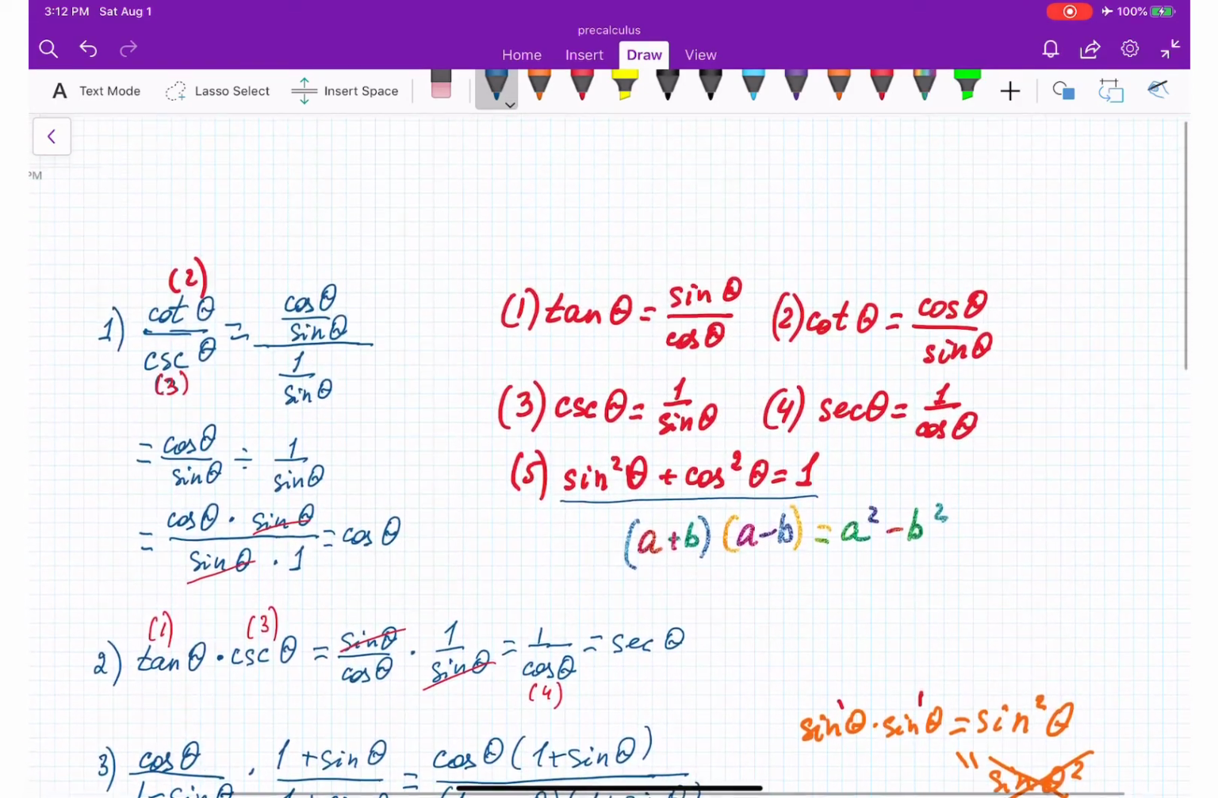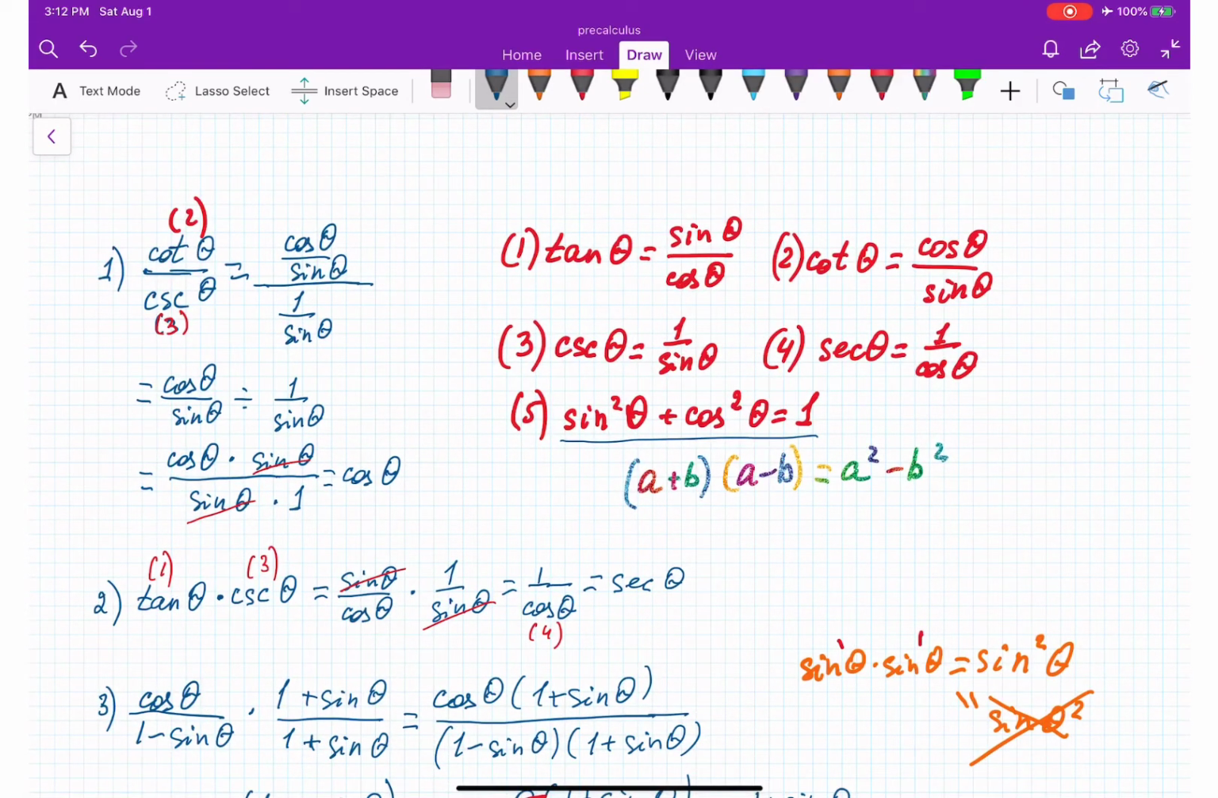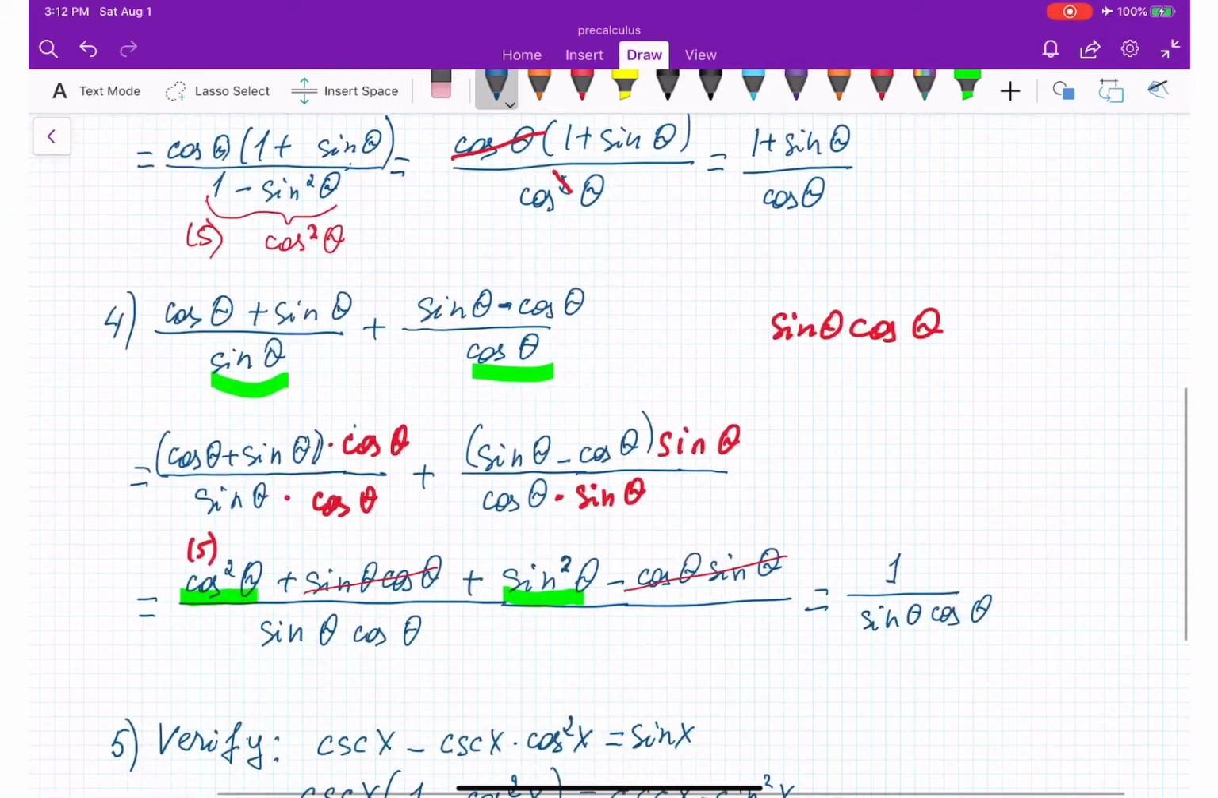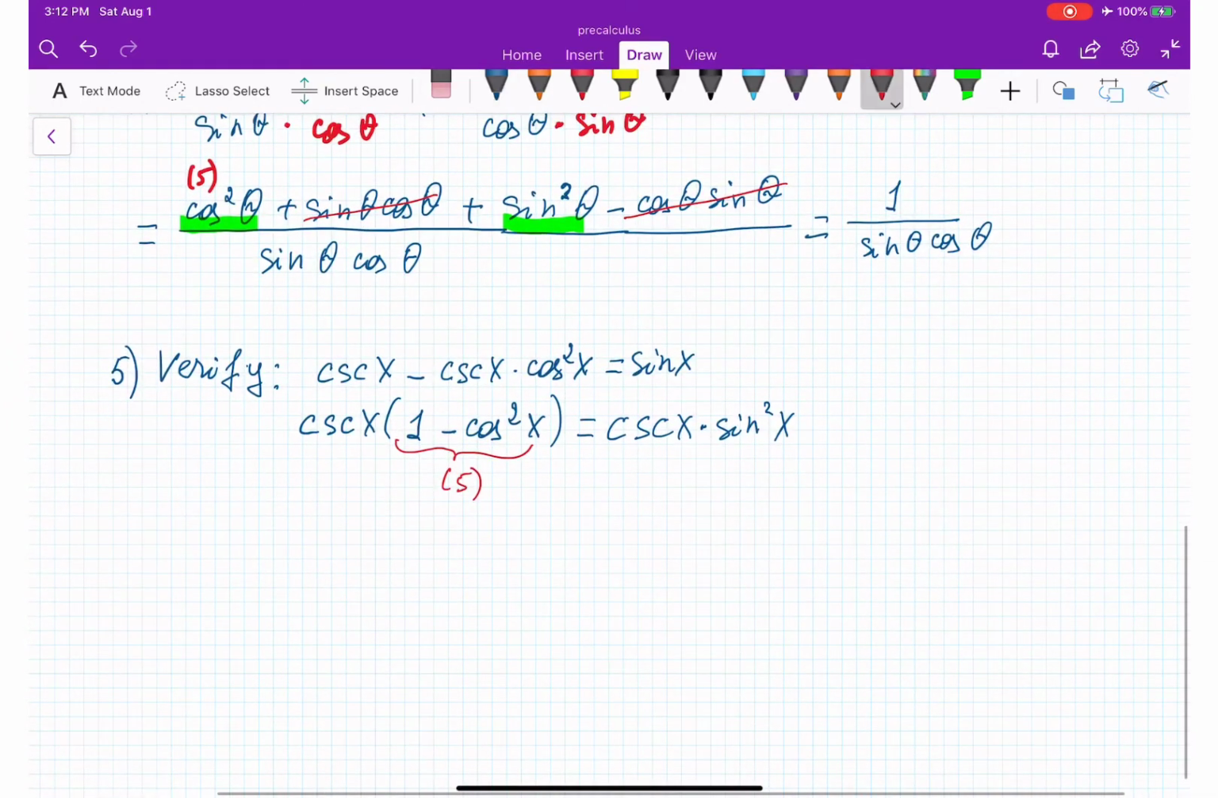That is our formula 3. Cosecant equals 1 over sine. Let me write down. I'm applying here 3. This is going to be equal 1 over sine x times sine square x.